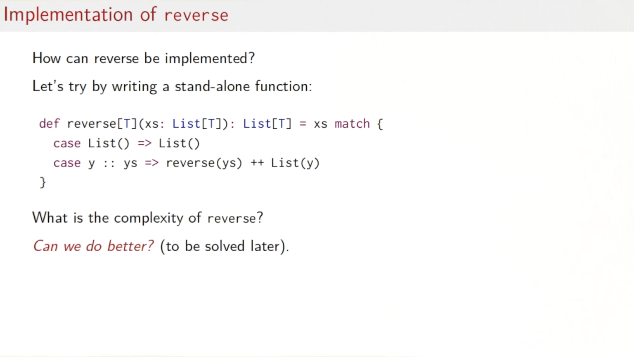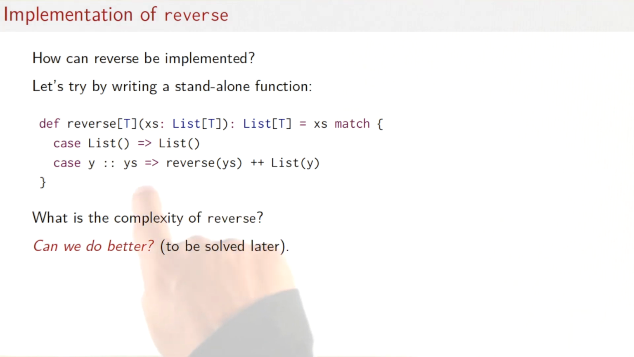So the next question is, given that definition, what is its complexity? Well, let's have a look. We know that concatenation is linear, takes time proportional to the size of the list on the left hand of the concatenation operator. So that list grows from 1 to the length of xs. For the first element that we concatenate, it would be the length of xs minus 1. So that's linear in the size of xs.